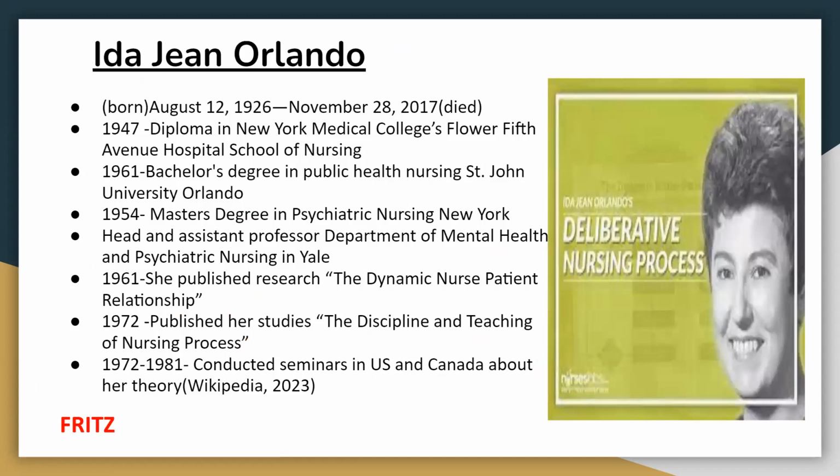Ida Jean Orlando was born on August 12, 1926 and died on November 28, 2017. In 1947, she received a diploma from New York Medical College, Flower Fifth Avenue Hospital School of Nursing. In 1954, she received a master's degree in psychiatric nursing in New York, and in 1961, a bachelor's degree in public health nursing at St. John's University.